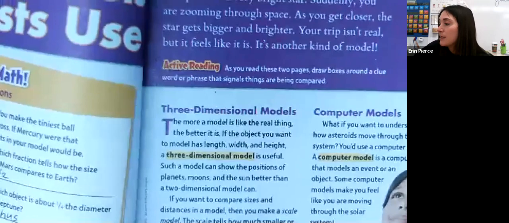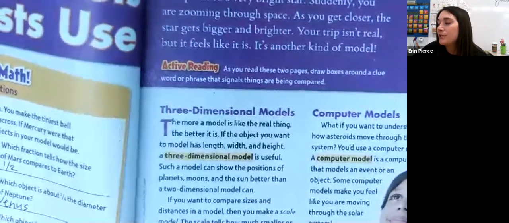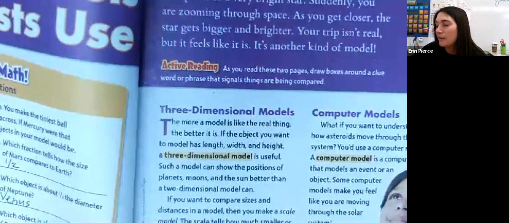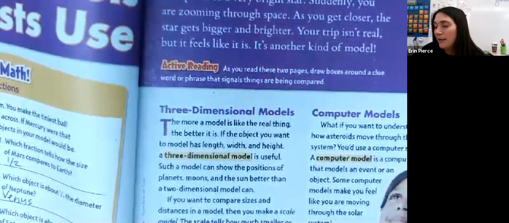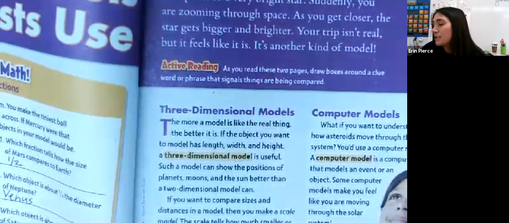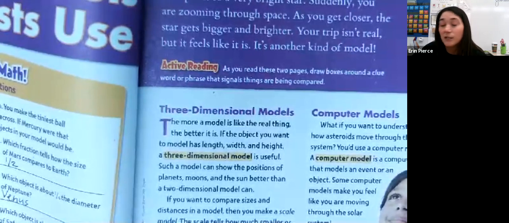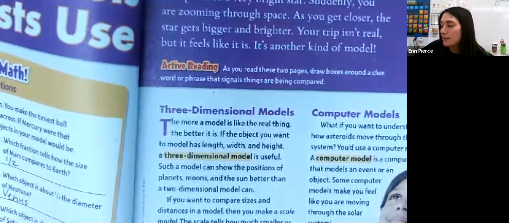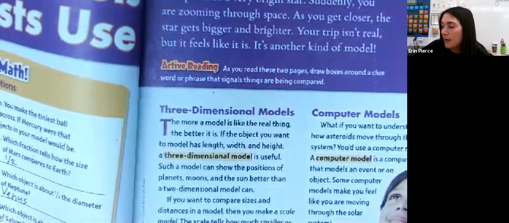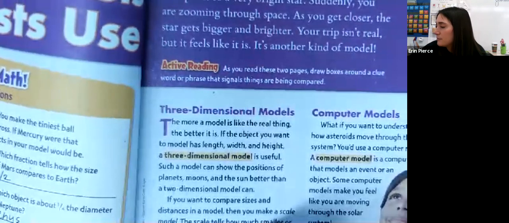Three-dimensional models. The more a model is like the real thing, the better it is. If the object you want to model has length, width, and height, it is a three-dimensional model and it is useful. Such a model can show the positions of planets, moons, and the sun better than a two-dimensional model can. If you want to compare sizes and distances in a model, then you make a scale model.